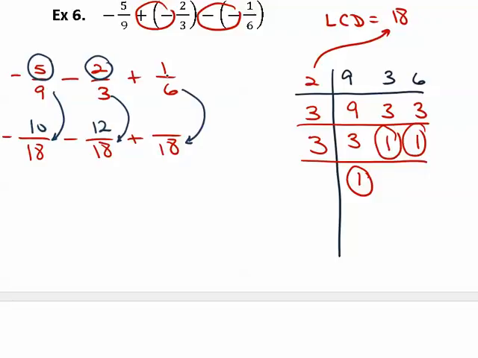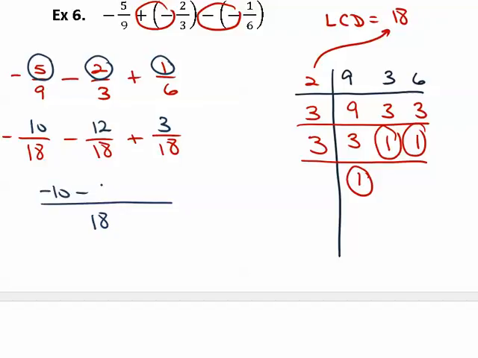6 divides into 18 3 times. 3 times the 1 is 3. So the second row that we're looking at here, these are called equivalent fractions. 10/18 is equivalent to 5/9, so on and so forth. Now we have our common denominator. We're going to keep it, and be careful with your signs. We have a negative 10 minus 12 plus 3.